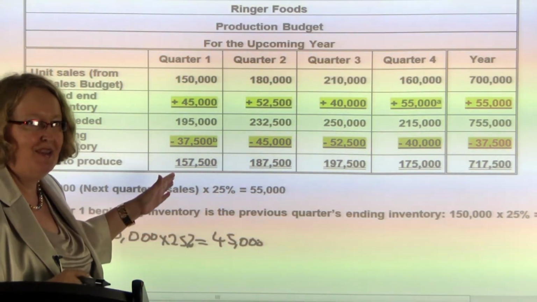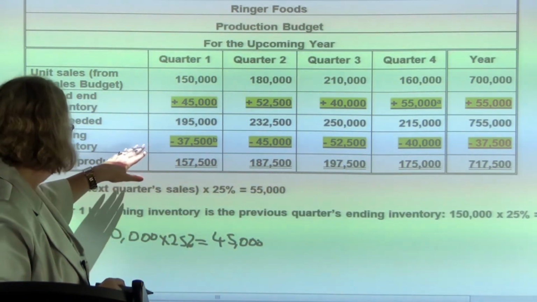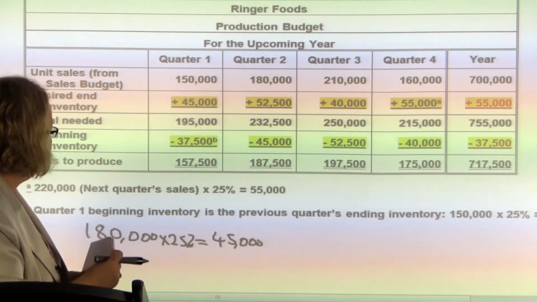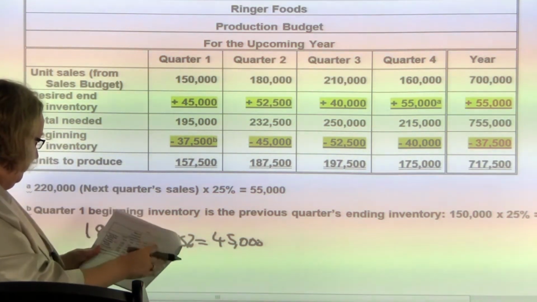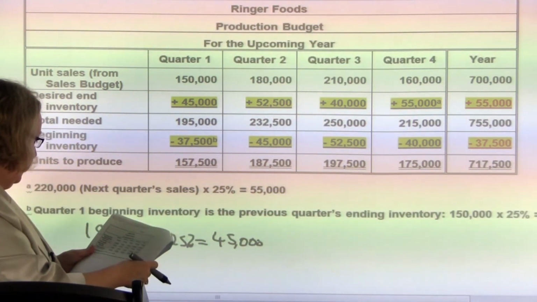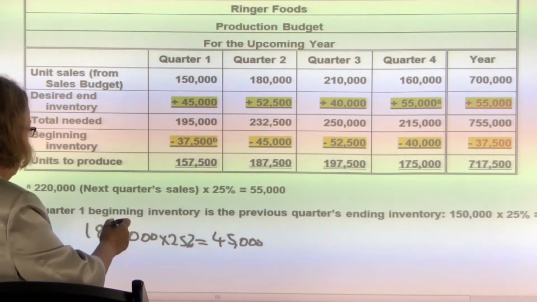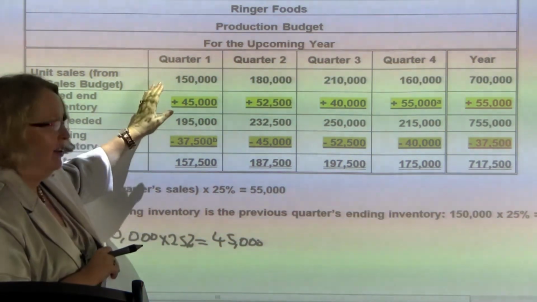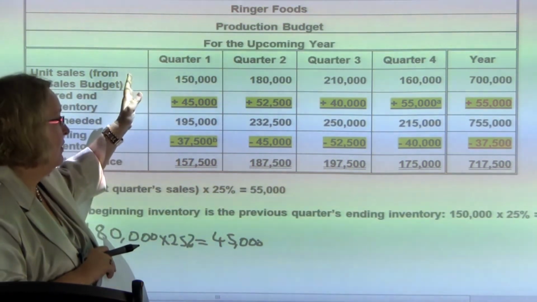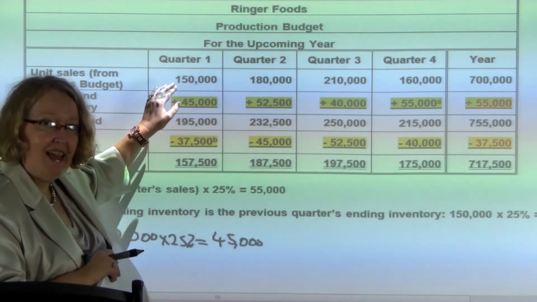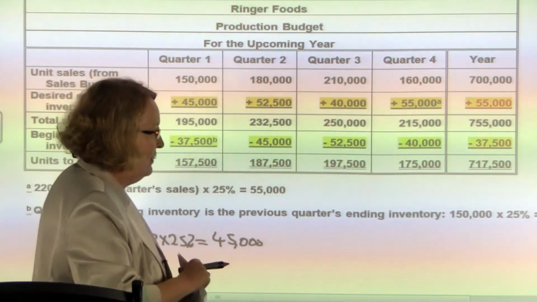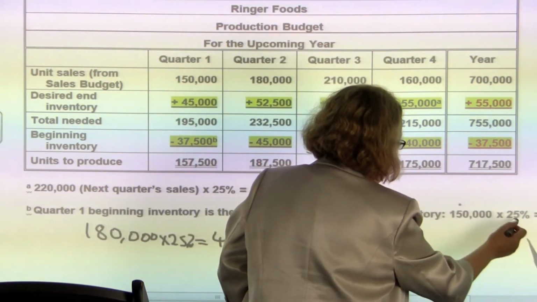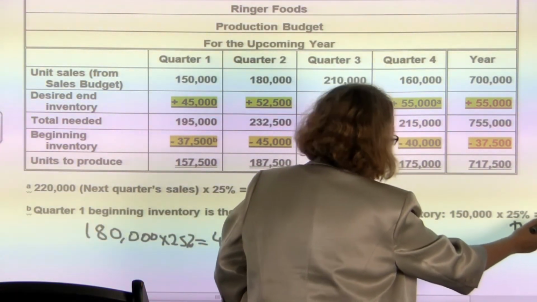So you didn't start off with 0. In this case, your beginning inventory would have been 37,500, and where that came from is your 150,000. So what you would have started off with in the last quarter of the previous year, you would have predicted sales of 150,000, and then you would have had to keep 25% of that on hand. So that's where the 37,500 is coming from.